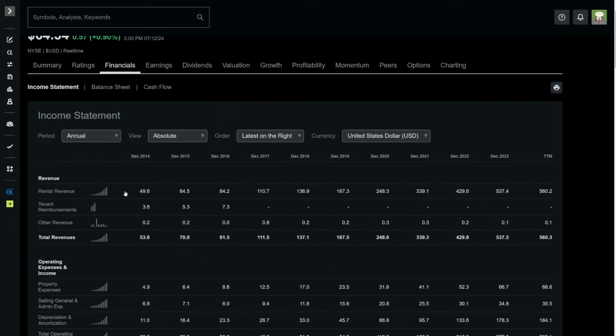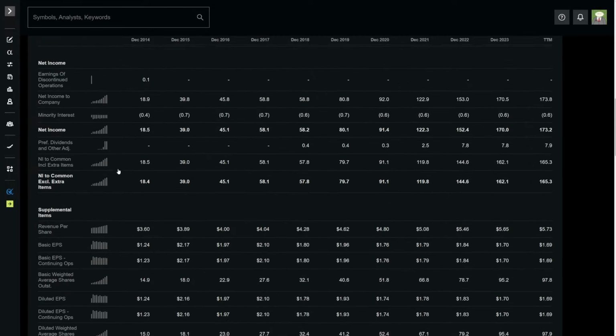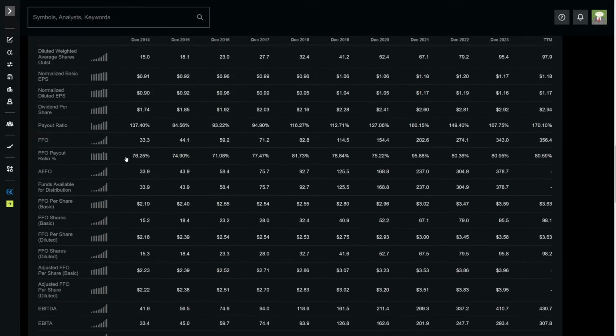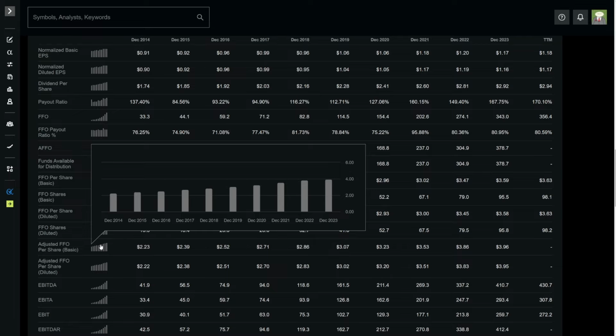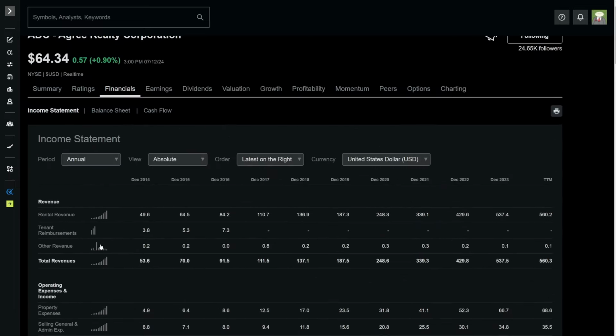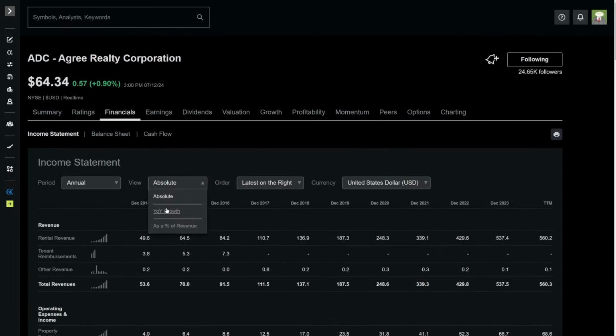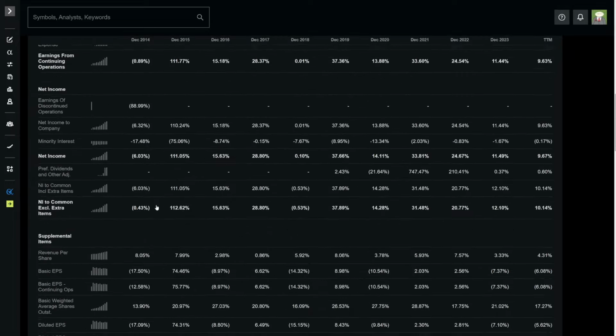If we take a look at the company's financials, we can see their revenue is growing, but that's not what we're going to look at. We're going to look at the adjusted funds from operations per share. Right here, you can see how much faster growth this is. We're actually going to compare this to Realty Income right now. We're going to look at the year-over-year growth. You can see the percentage growth rates.